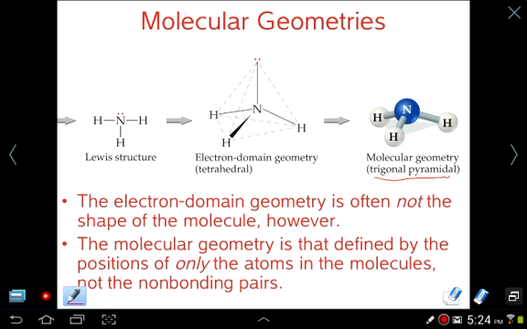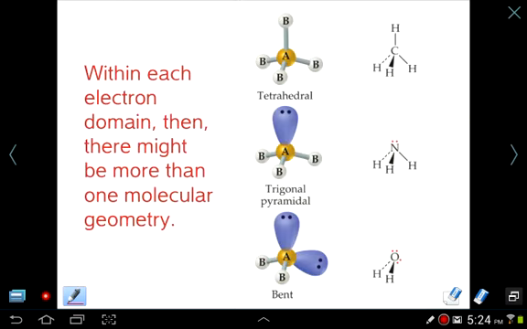But the final one we want to take a look at is something called molecular geometry, the one that only takes account of the atoms bonded around it, but we will have to assume an invisible pair of electrons up here that's influencing the bonding in this way. So within each electron domain geometry there may be more than one molecular geometry. So our first task will be to take a look at the electron domains, and then from that we'll be able to determine the geometry.